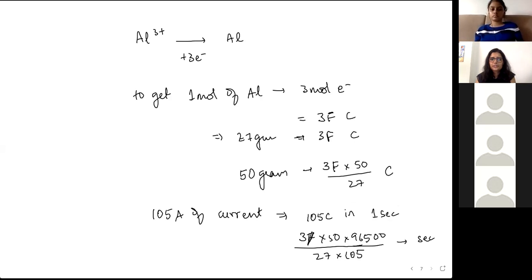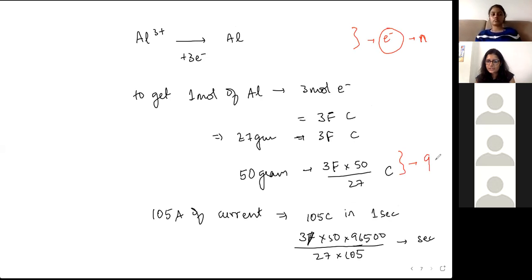Your first step is to figure out the electrons that are being exchanged. So you need to figure out the N, how many electrons are required for the reduction. Based on that, you can figure out how much charge is required, and then you can relate the charge with the current.